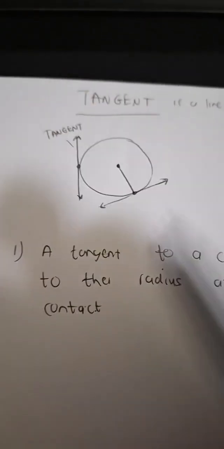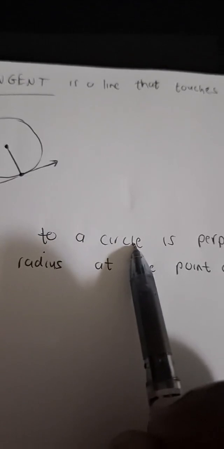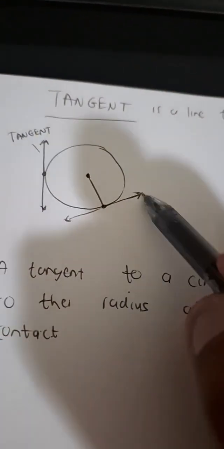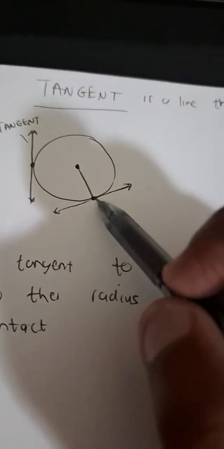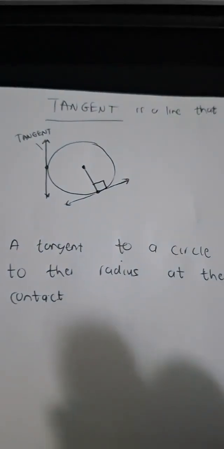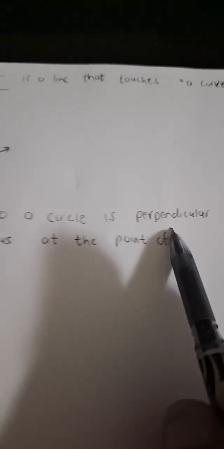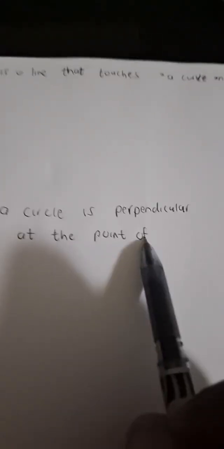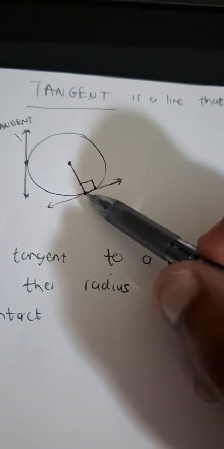This theorem is saying a tangent to a circle is perpendicular. So there is perpendicularity. Tangent to a circle is perpendicular to the radius at the point of contact. Where is the tangent and the radius meeting? At the circumference of the circle. So this is the point of contact.